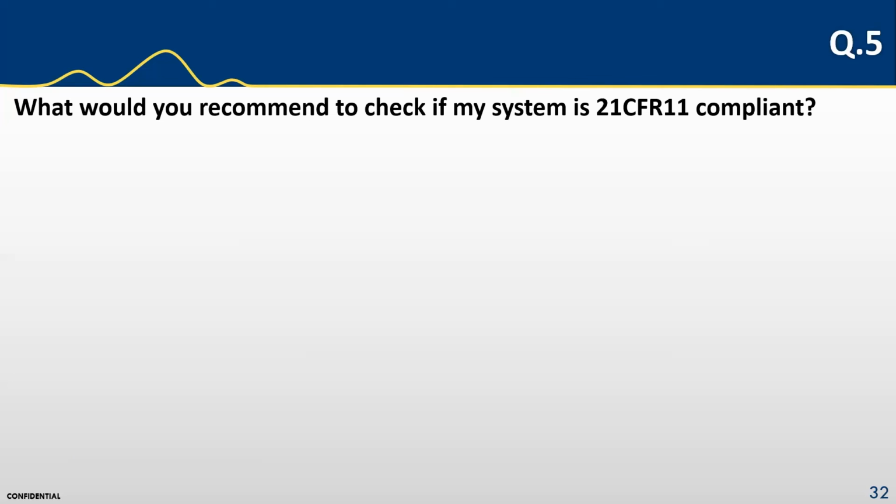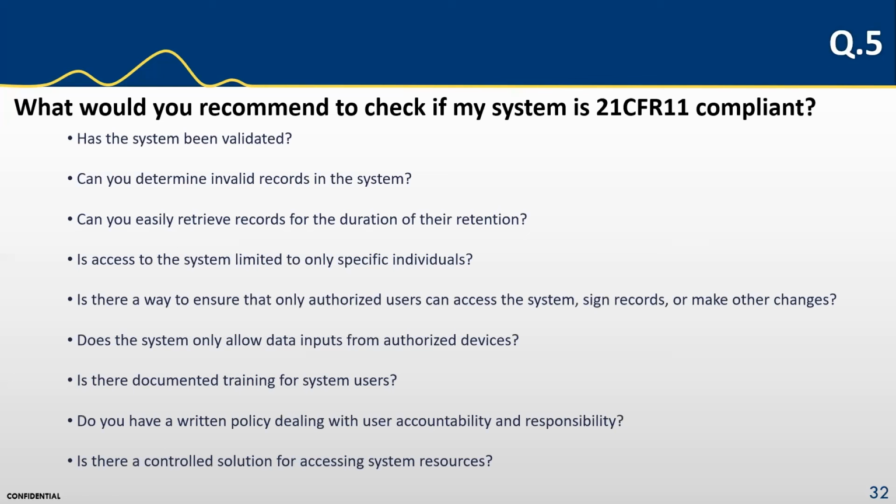If you look at validation, here are some things to check. Obviously, has the system been validated? Can you determine invalid records in the system? Remember the bad data. Can you easily retrieve records for the duration of their retention? Is access to the system limited to only specific individuals? Is there a way to ensure that only authorized users can access the system, sign records, or make other changes?